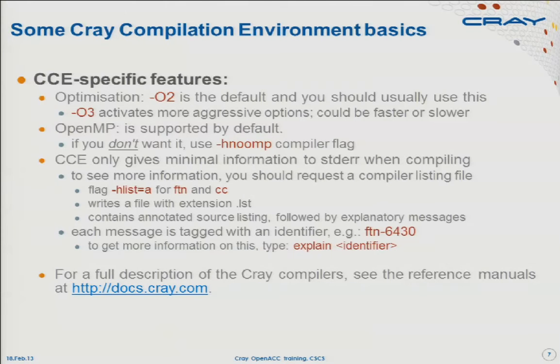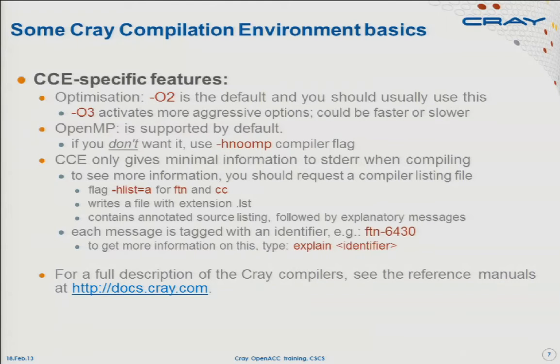I've said about optimization. When you compile with the Cray compiler, you don't get a vast amount of information scrolling up the screen. If you really want to see what the compiler is doing in terms of how it's compiling your code, you need to ask for a compiler listing file, a so-called loopmark file. You add a flag to your compilation, and this will write a new file. Instead of it being test.cc or test.c, it'll be test.lst. And this is a text file. It gives you a source listing that's annotated with lots of explanatory messages.